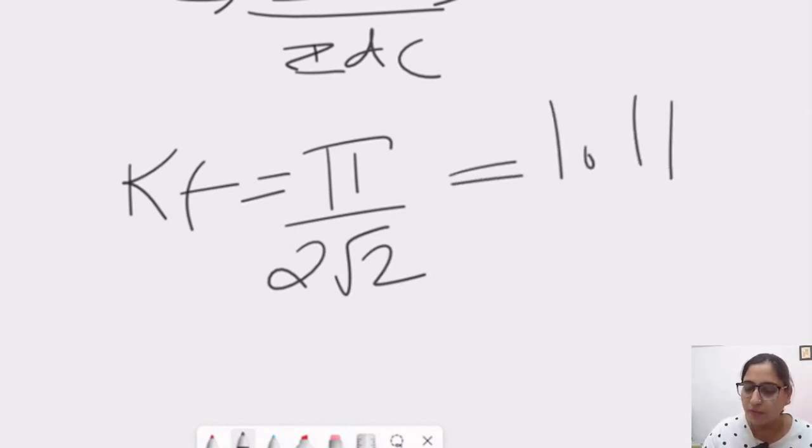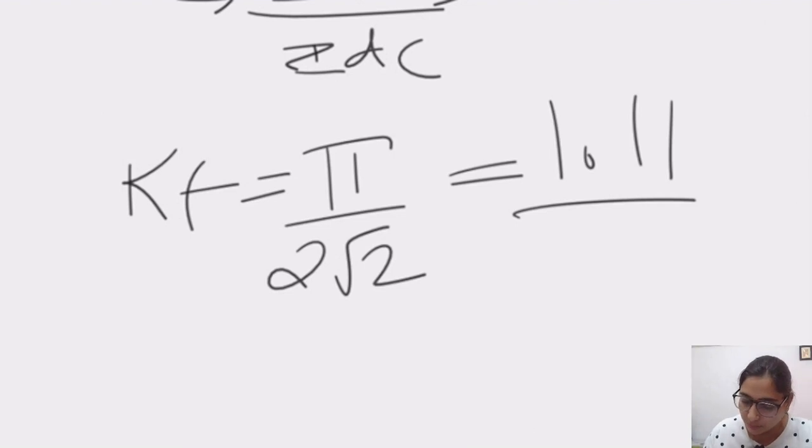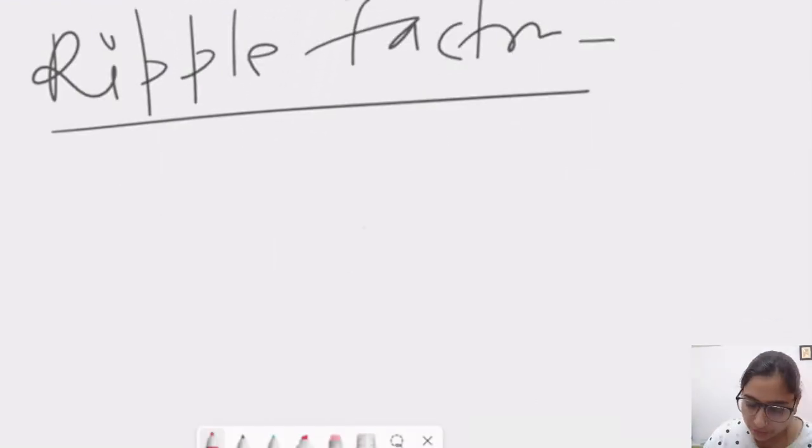So Kf for a full wave rectifier is 1.11, which is a little less than the half wave rectifier. So the efficiency of the full wave rectifier is more than the half wave rectifier. Now we will consider our last term, which is nothing but the ripple factor.